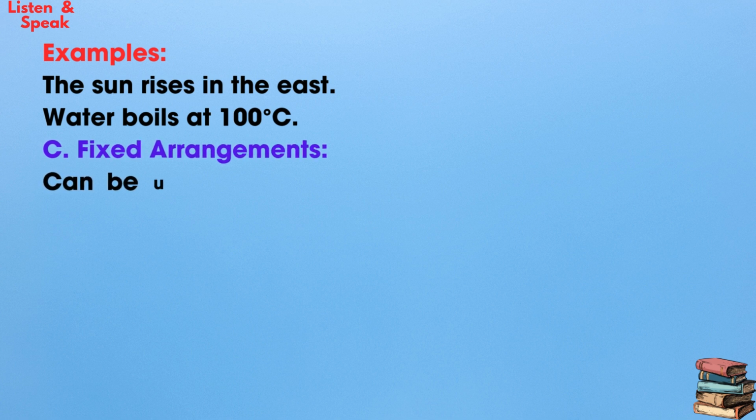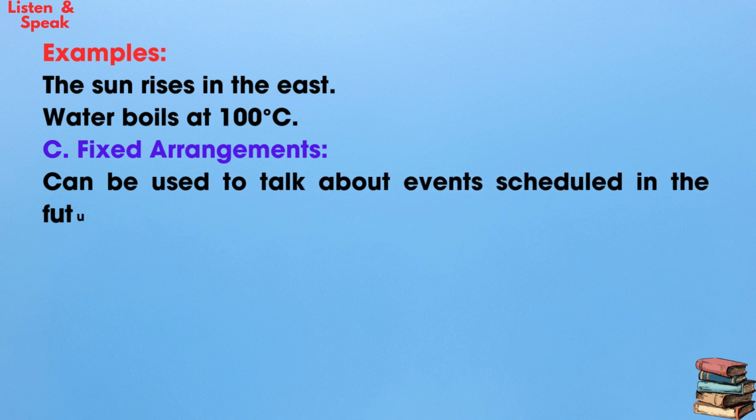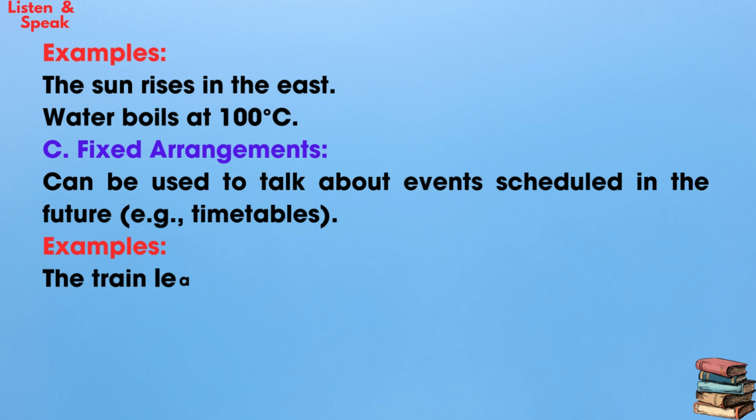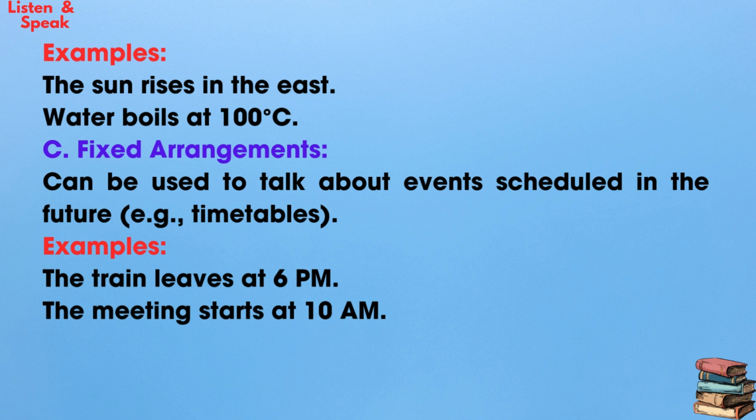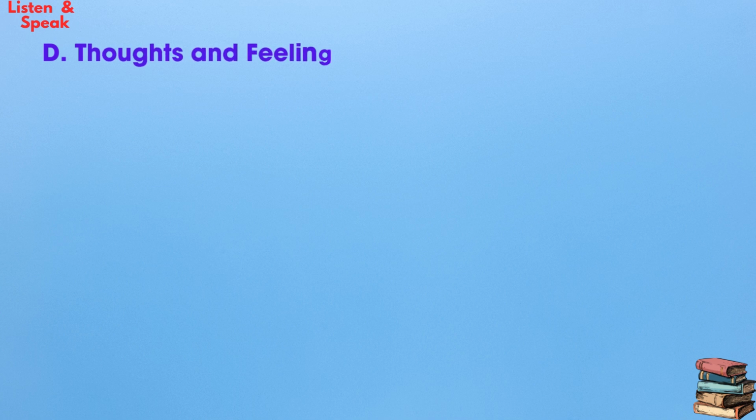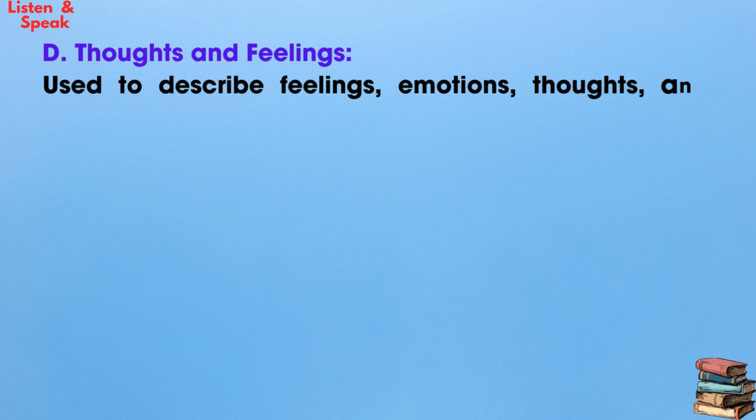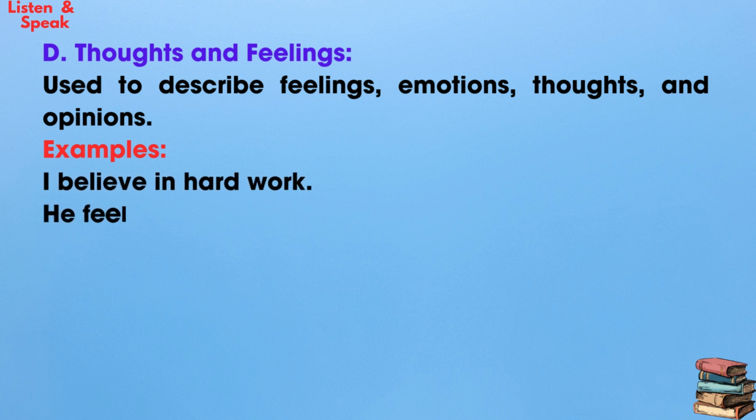C. Fixed arrangements. Can be used to talk about events scheduled in the future, for example, timetables. Examples: The train leaves at 6 p.m. The meeting starts at 10 a.m. D. Thoughts and feelings. Used to describe feelings, emotions, thoughts, and opinions. Examples: I believe in hard work. He feels tired today.